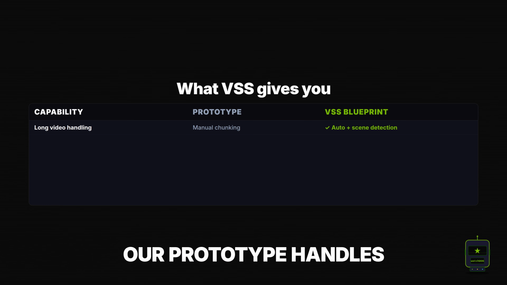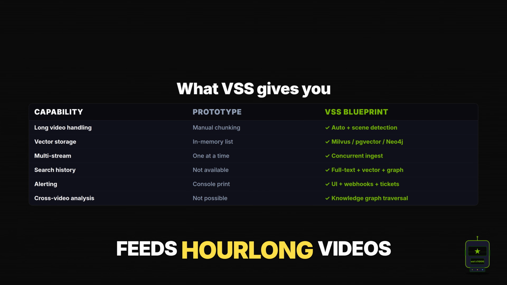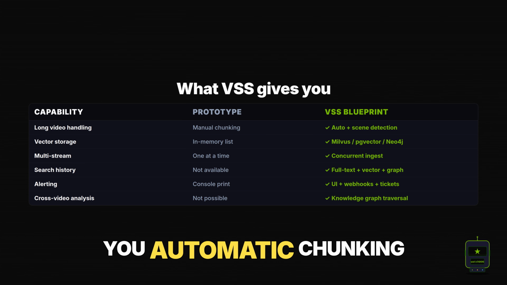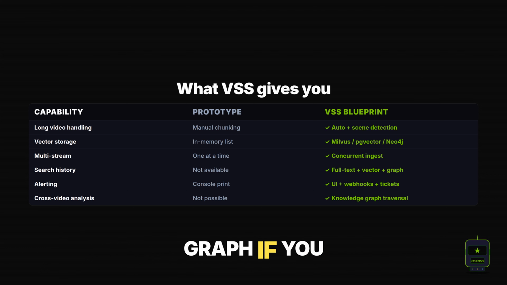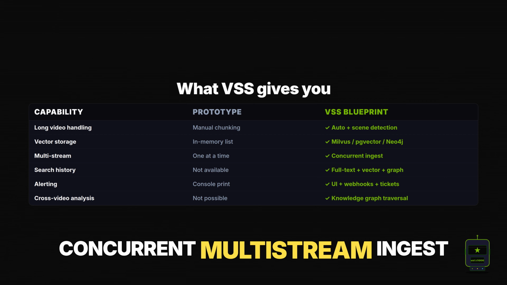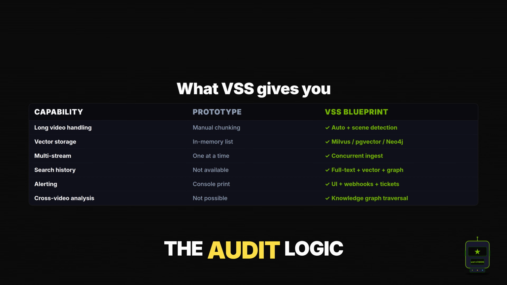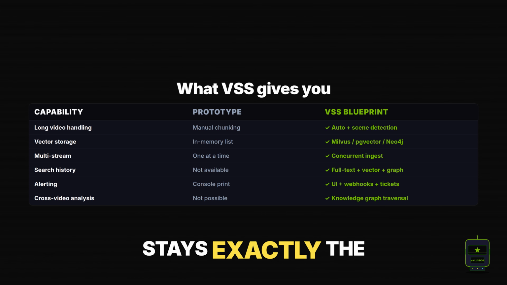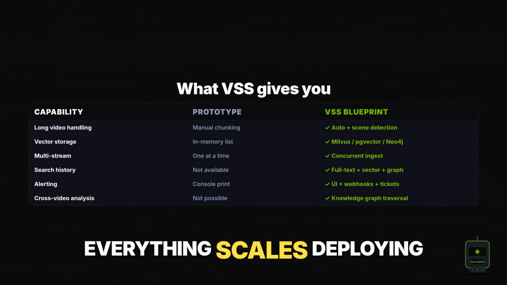Now our prototype handles one video at a time. But in the real world, companies have hundreds of camera feeds, hour-long videos, and they need to search across all of them for months. Now that's exactly what NVIDIA VSS Blueprint is built for. It gives you automatic chunking with smart scene change detection, real vector storage, a knowledge graph if you want cross-video reasoning, concurrent multi-stream ingest, and a clean alerting user interface. The best part? All the audit logic we just built, your checklist, your prompt, and the self-consistency voting, everything stays exactly the same. VSS simply replaces the orchestration layer so everything scales.